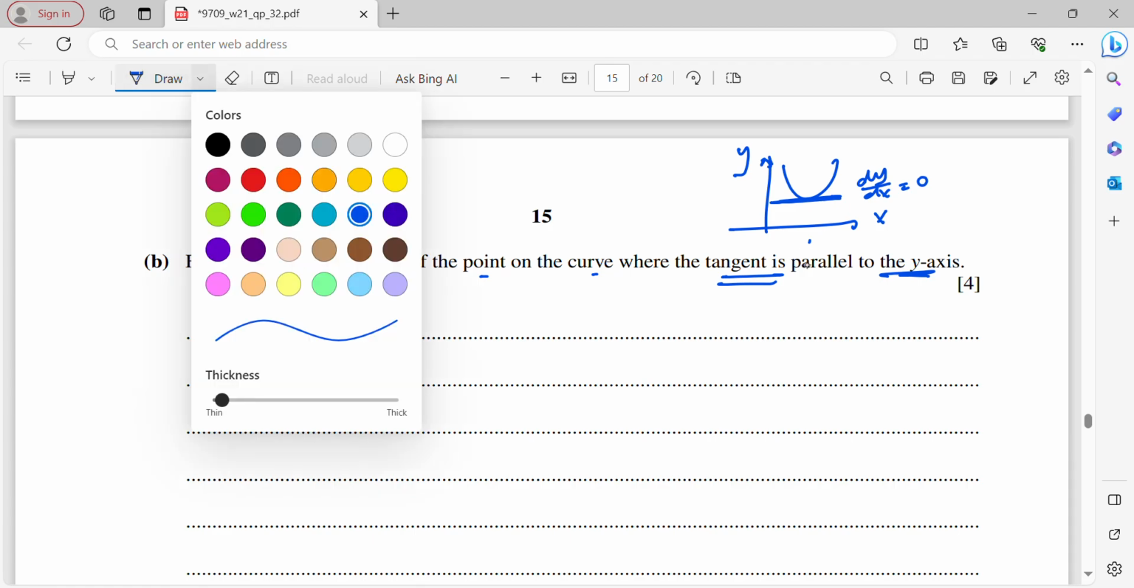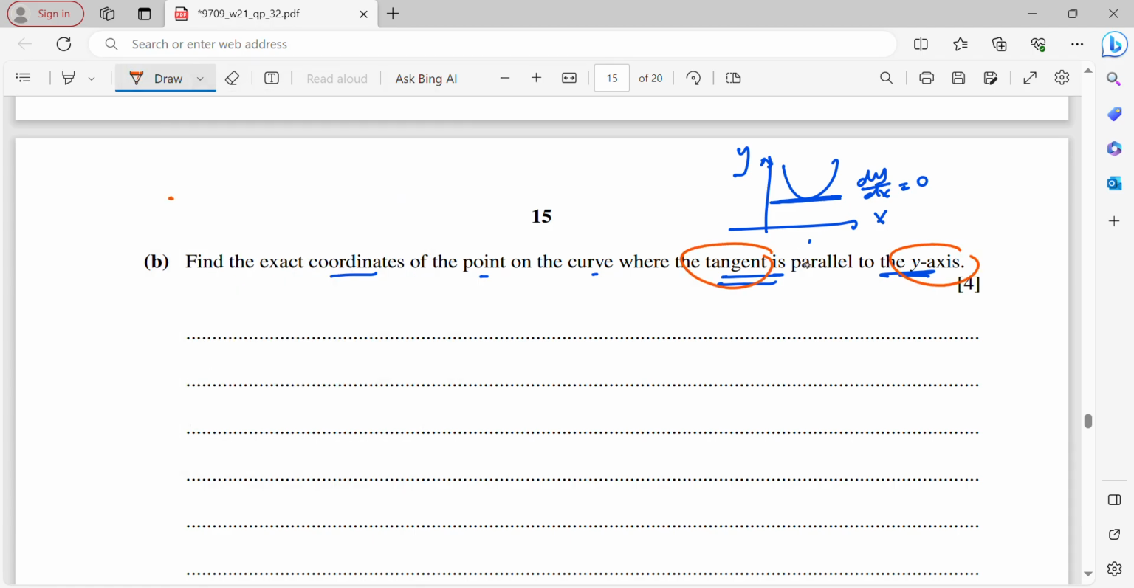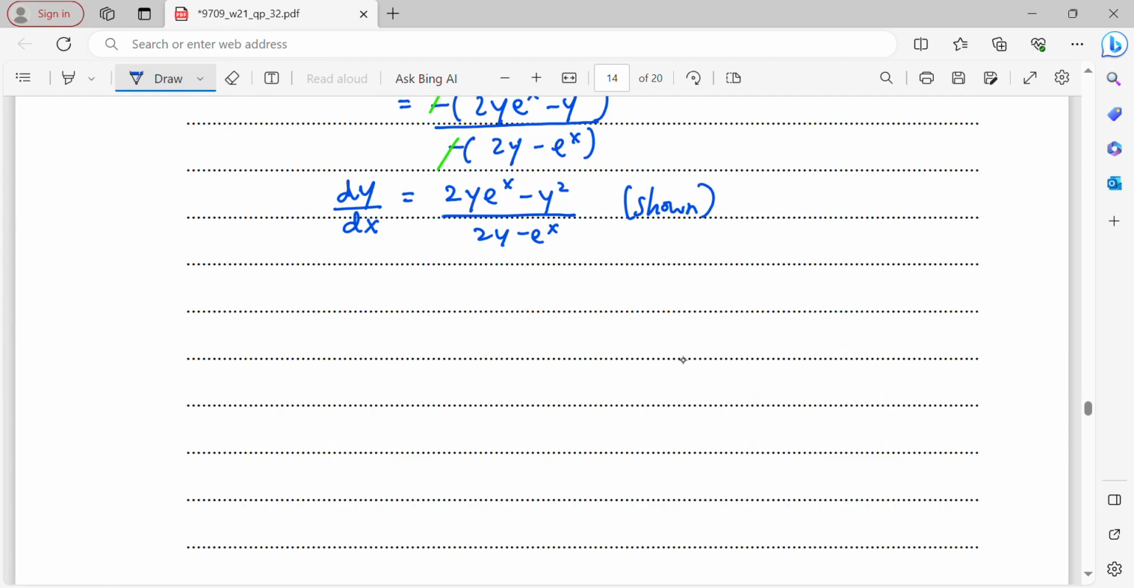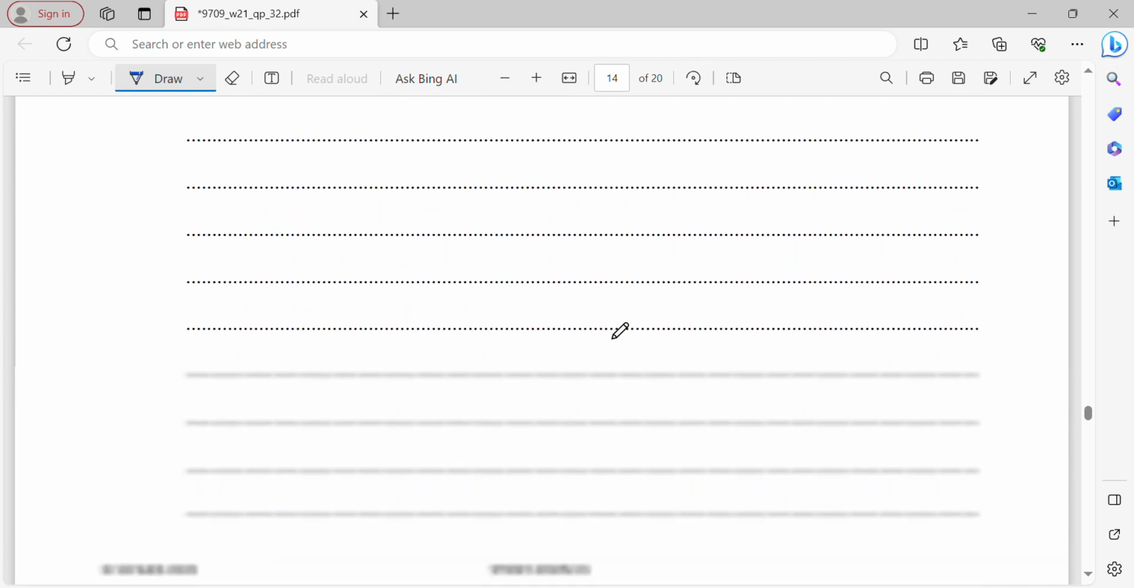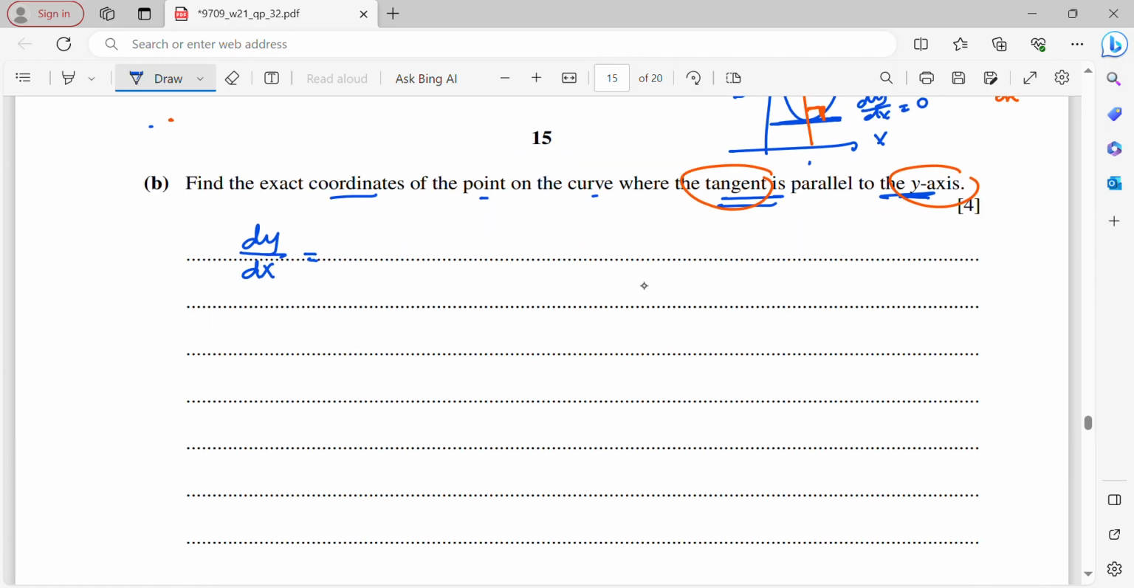Okay, so now when your tangent is parallel to the y-axis, that means it's here, which means the gradient of the normal is negative 1 over dy/dx. Then dy/dx is going to be 0 because they are 90 degrees, right? So which means you should get 0 in the denominator. So from the dy/dx we have just proven, 2y e^x minus y squared over this, now I have to let the denominator be 0.